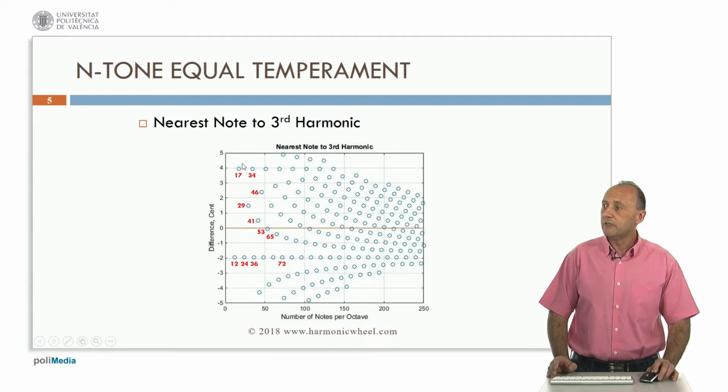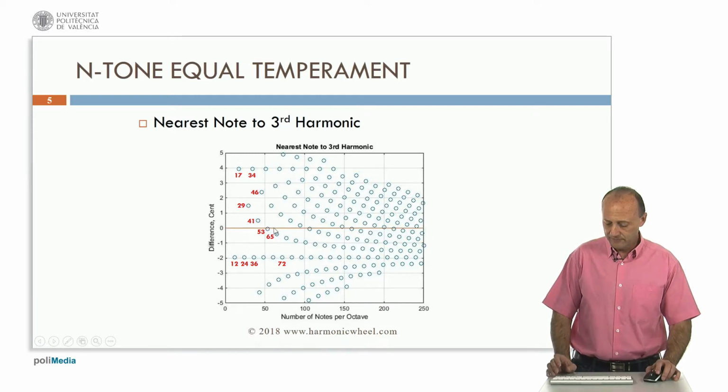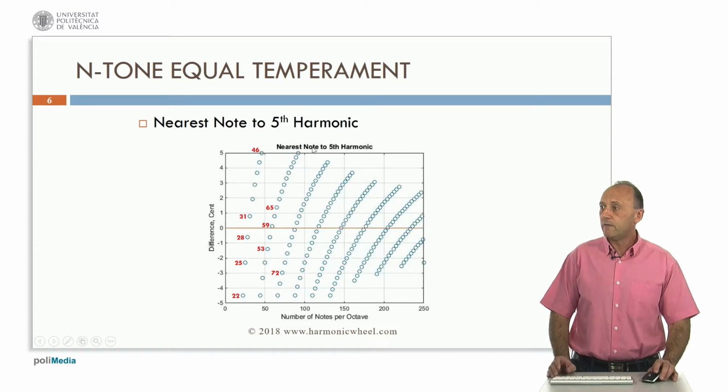For example, between 12 and 17, there is no point represented here because in those cases, the note which is the nearest one to this harmonic is more than 5 cents apart from the harmonic 3, so it does not appear in the graph. And so on for different numbers of notes. Here we can see 29, 41, 53. With 53 divisions, there is one note which is practically equal to the third harmonic.